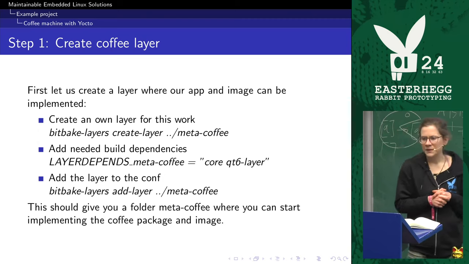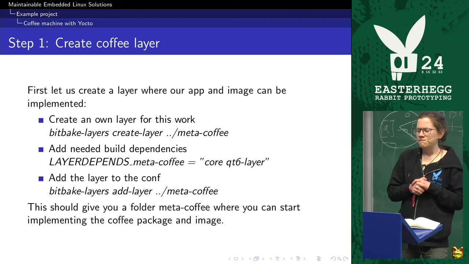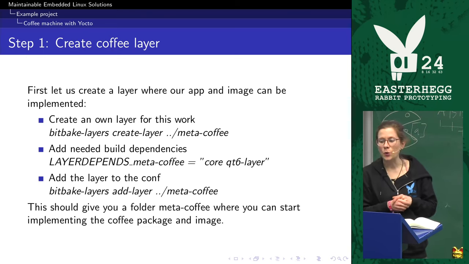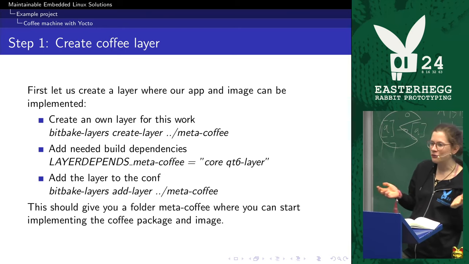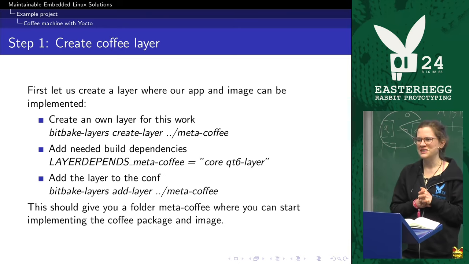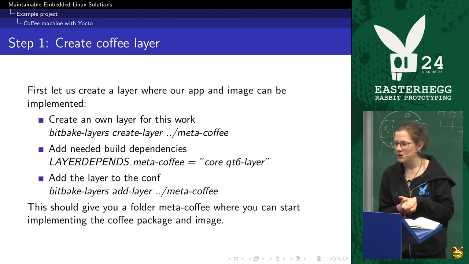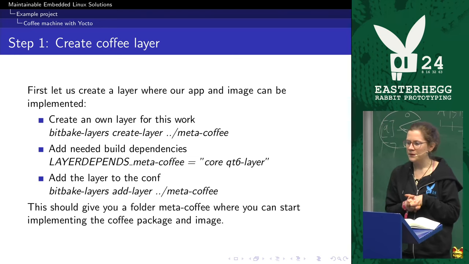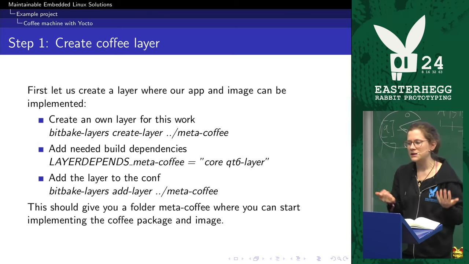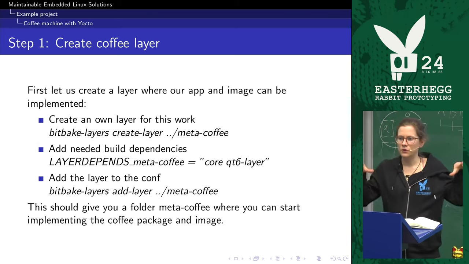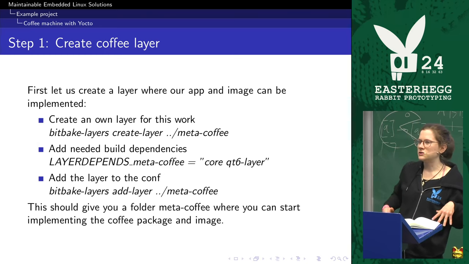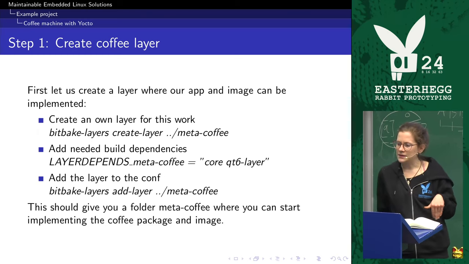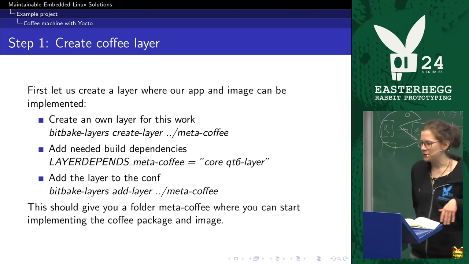So a good idea when you're doing your own Yocto distribution is always to start with your own layer. So we will create a meta-coffee layer. Layers are always prefixed with meta normally in the Yocto world. There is an easy script, bitbake-layers, which will create a layer. This layer will depend on certain other layers. There's the core layer, which is basically the foundation of the Yocto project, and also the Qt6 layer that we want to depend upon. And then we will add this layer, the meta-coffee layer, to our current build configuration.